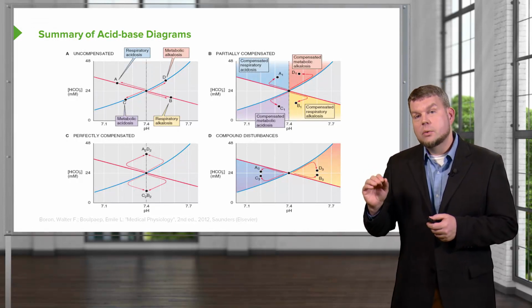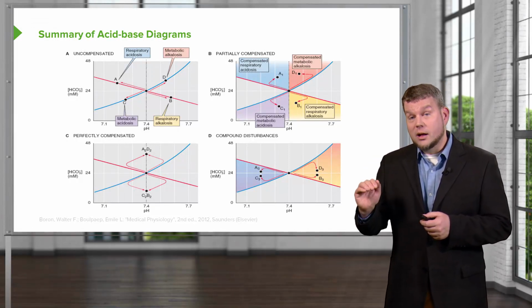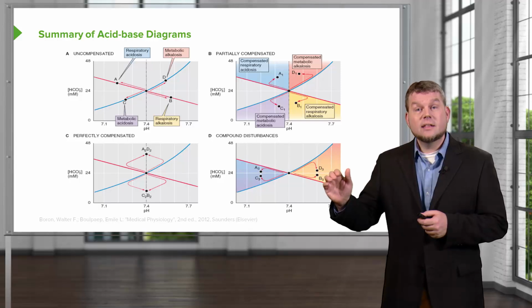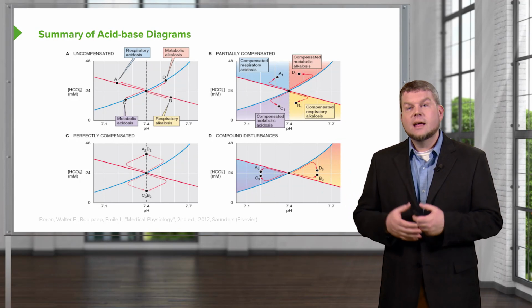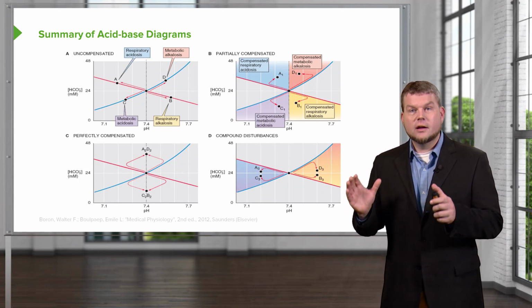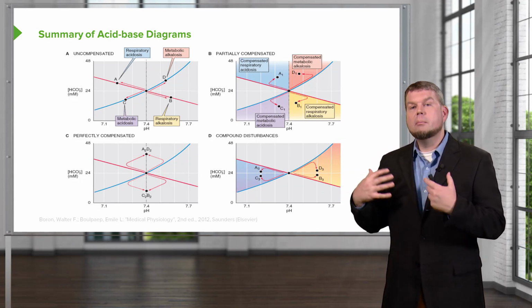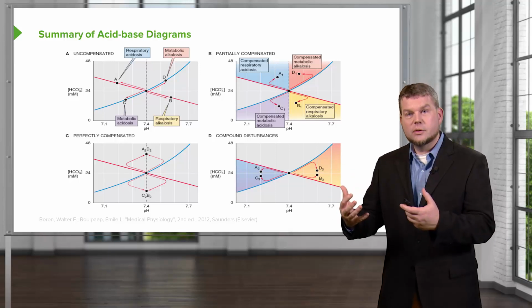Just like if you had a metabolic alkalosis with a respiratory alkalosis at the same time. Again, very hard to fix because you have multiple compound problems.